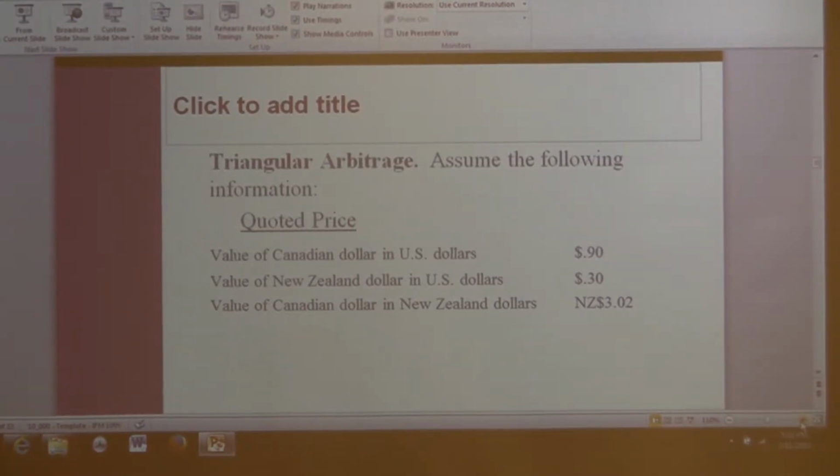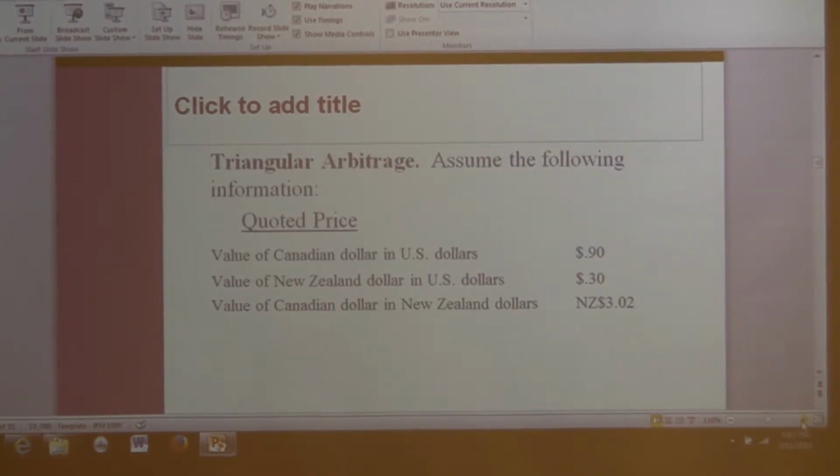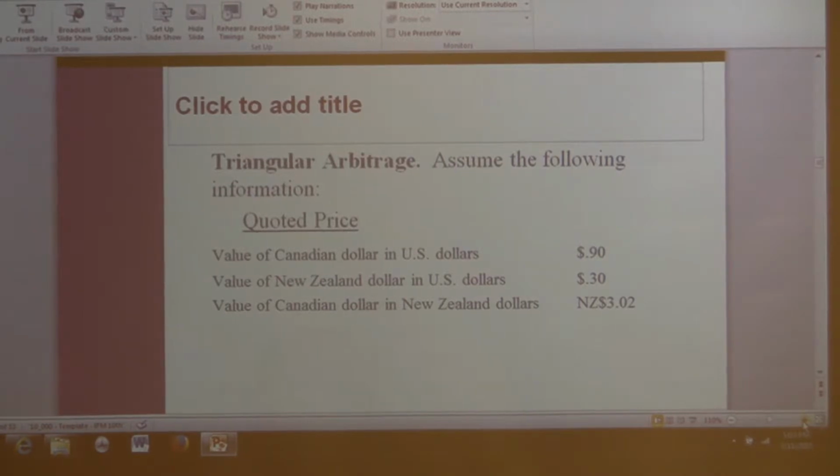Okay. So how do we do that? What we see here is that the reason why we call it triangular arbitrage is because we are talking about three currencies. Okay? So we have three currencies, and in this case, we are talking about the US dollar, the Canadian dollar, and the New Zealand dollar. Okay? So how do we do that?